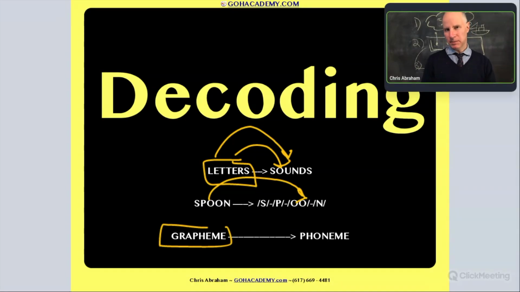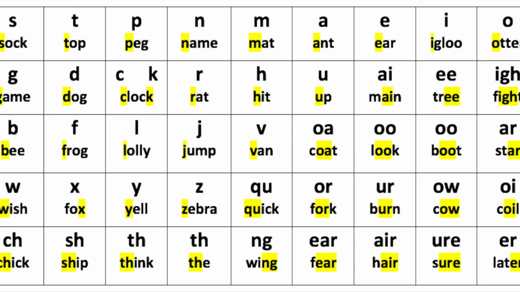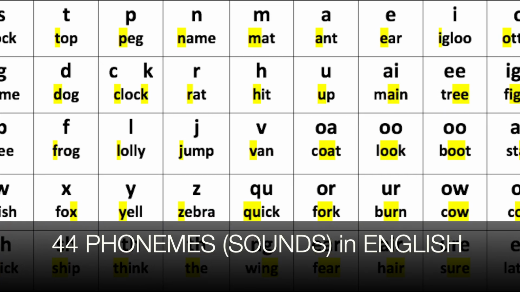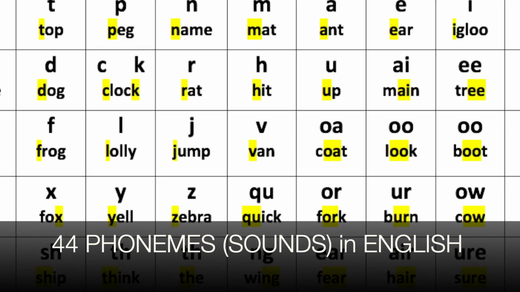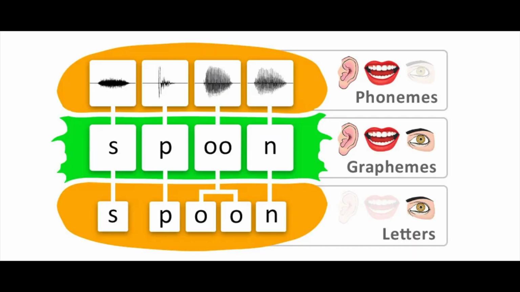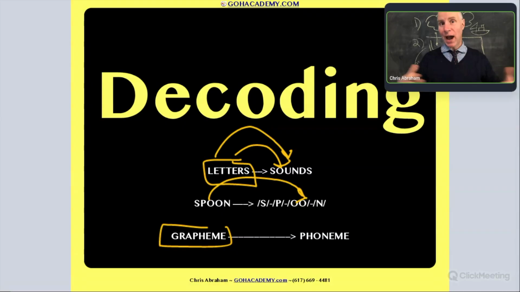So this sometimes gets confused with a phoneme. A phoneme is a distinct sound in a language. The English language has 44 phonemes or 44 distinct sounds. A grapheme is a spelling pattern that corresponds to one of those phonemes. And there can be many graphemes or spelling patterns for a sound.